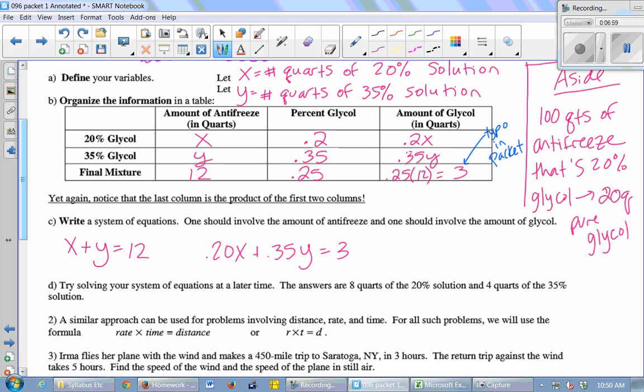This is quarts of glycol, right? So you're contributing 0.2x quarts of pure glycol from your 20% solution. Your 35% solution is contributing some pure glycol, and you want that to come out to 3 quarts of pure glycol. So that's our two equations. Two equations, two unknowns. I'm going to let you try solving that at some later time. The answers are 8 quarts of the 20% solution and 4 quarts of the 35% solution.